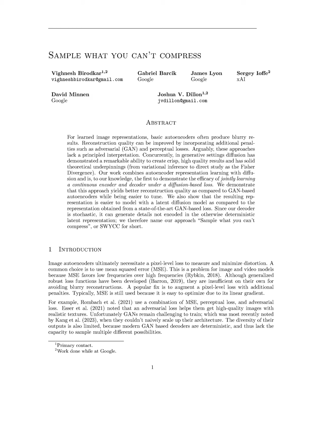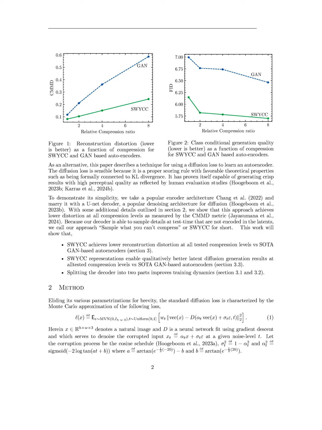The SWYCC method aims to solve the problem of blurry reconstructions in image autoencoders, which is a common issue with traditional pixel-level loss functions like mean-squared error, MSE, that favor low frequencies over high frequencies. To address this limitation, SWYCC employs a diffusion loss that is theoretically connected to KL divergence, allowing it to generate crisp results with high perceptual quality.